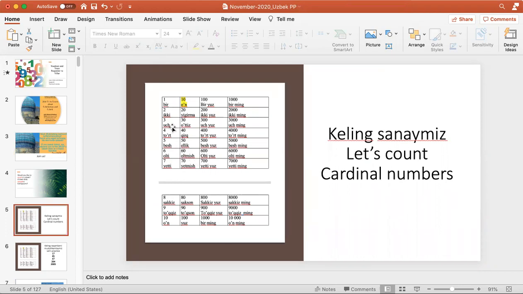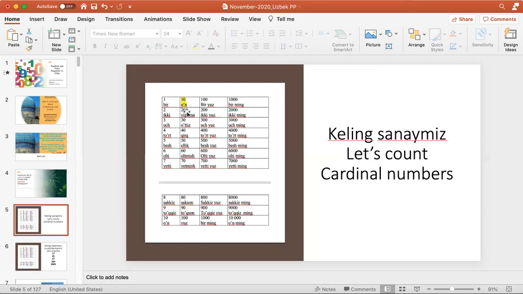Bir, ikki, uch, to'rt, besh, olti, yetti, sakkiz, to'qqiz, 10. If you wanted to say 0, 0. Now, 10, 11, 12, 13, 14, 15, 16, 17, 18, 19, 20 here. Can you see? Although 11 in English is a little bit different, in Uzbek you could just use 10, 1, and 10, 2. It will be like 12, 13, 14, 15.